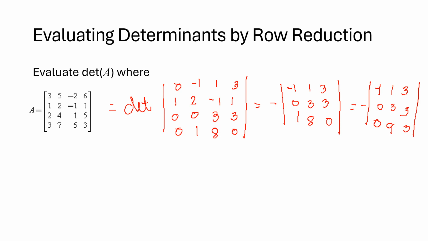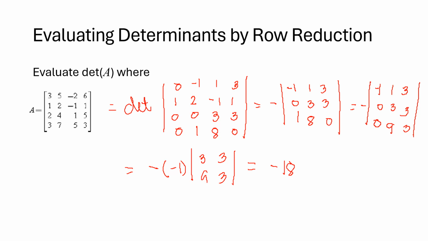And then we are going to have the cofactor expansion along the first column. So you have negative times negative 1 of the determinant of 3, 3, 9, 3, which is equal, in this case, to negative 18.